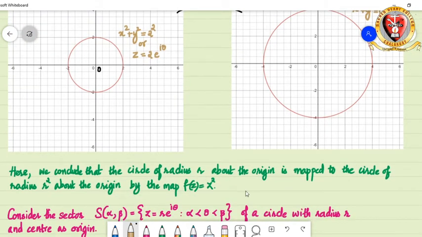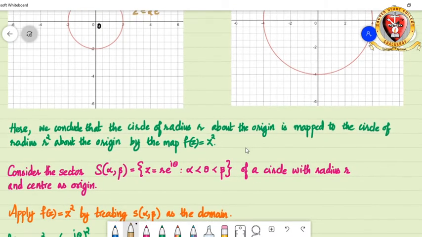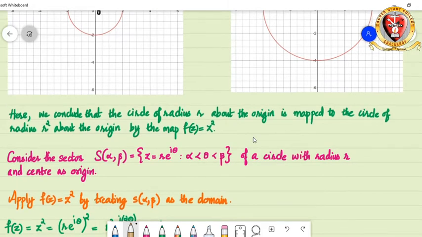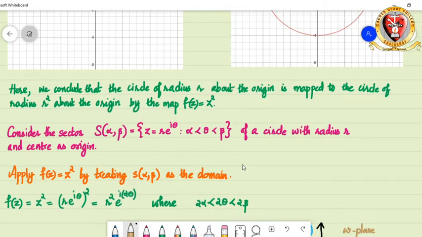So here we conclude that the circle of radius r about the origin is mapped to the circle of radius r square about the origin using the map f of z is equal to z square. That is the conclusion we get here.